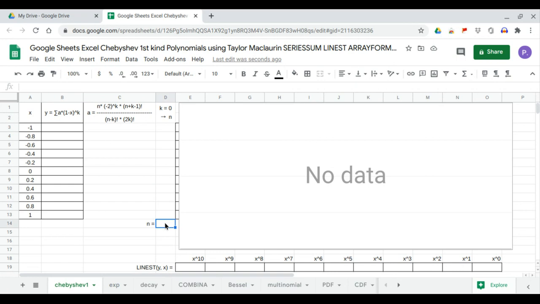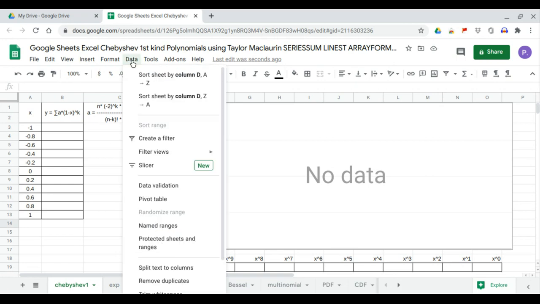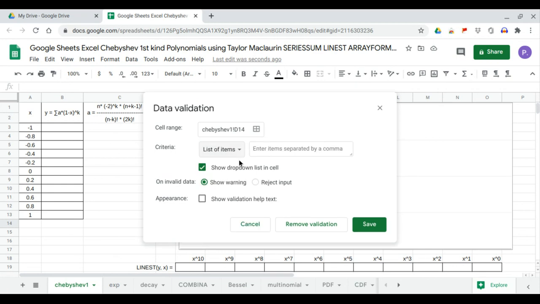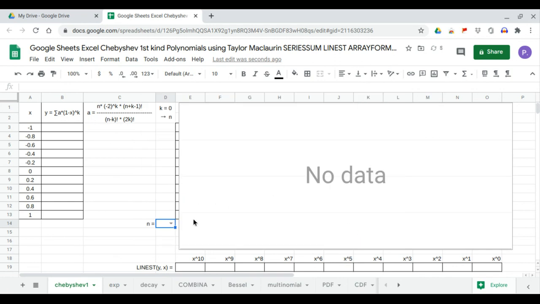So our values for n will be from 1 to 10, or greater than 0. So data validation, list of items 1 to 10. So these are our values of n. And our value of k is from 0 to n.